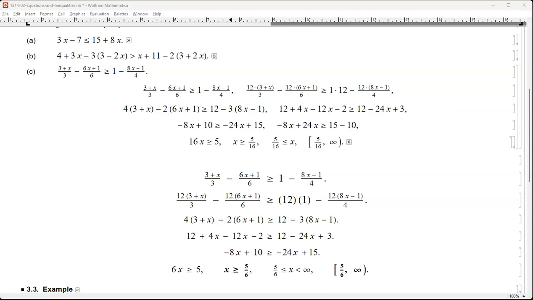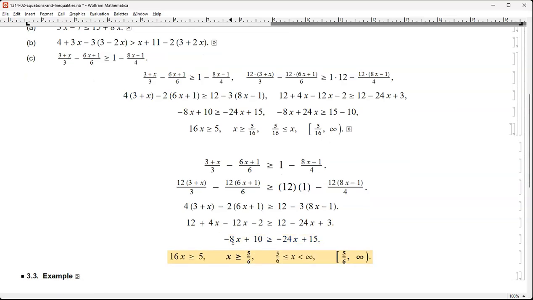Well, did you find my mistake? Correct solution here, wrong solution here. What did I do wrong? Up to here, everything is right. When I flip this negative 24 to the other side, I have to do negative 8 plus 24, which is 16, not 6.